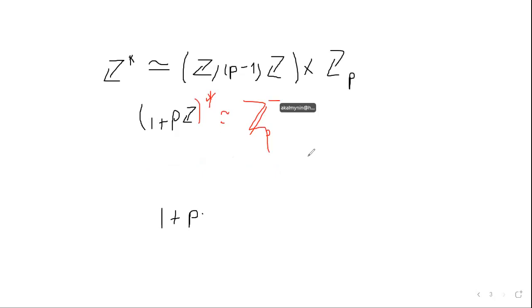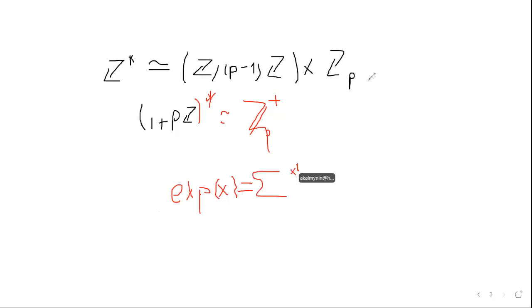Okay, so Petya proposed looking for the logarithm here, right? I said about exponents. Exponent should map additive things into multiplicative. So you can consider exponent of x. Exponent of x is the sum of x to the n over n factorial. And when does this series converge? Maybe when x is divided by p?